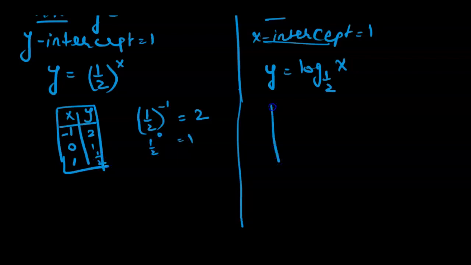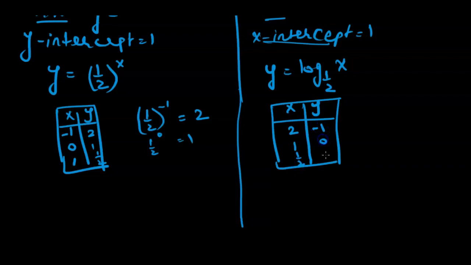Here, when we interchange x and y, or we use that general form equation, the first x value is the reciprocal of the base. Base is 1 over 2, so the reciprocal of the base is 2. The next x value is 1, and the next x value is the base itself. Y values are always negative 1, 0, and 1. Let's use this to make graphs.